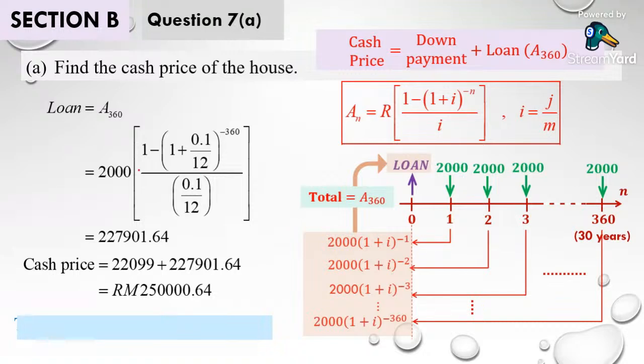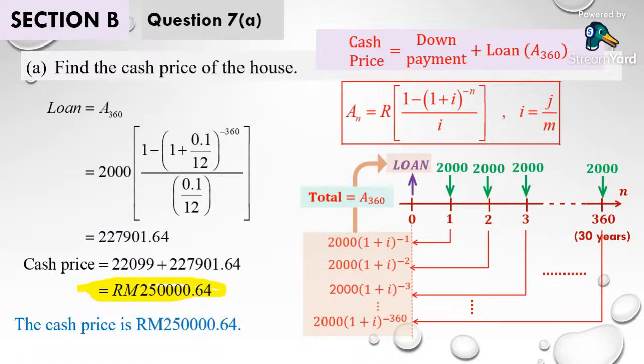So again, this already reached the final answer. That's why you see that I put RM there. And of course, if you want to write down statement or understand better in statement, it's basically just that the cash price is this amount. That's it.